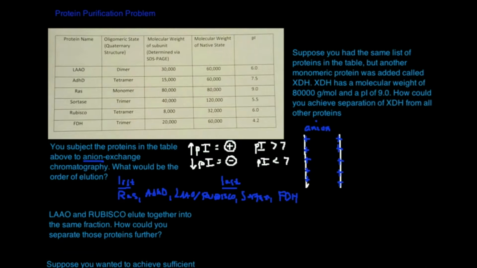And so this is going to be the order of elution, assuming it's anion exchange chromatography. The nice thing is if the question was changed to cation exchange, you would just flip this order. In that case, FDH would be the first to elute, and the last to elute would be RAS. Okay, so that's how you go about determining orders of elution. So when you have anion exchange chromatography, a good thing to know would be the isoelectric points and those trends. Okay, let's go to the next question.